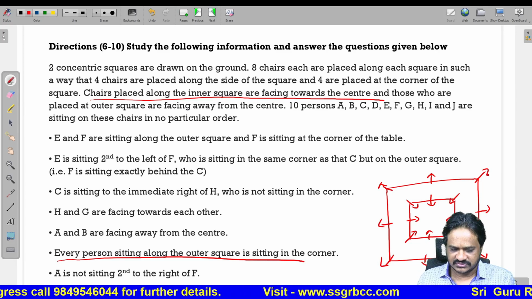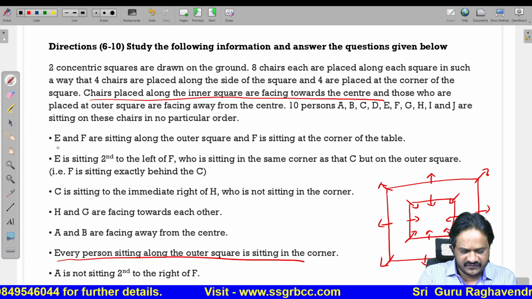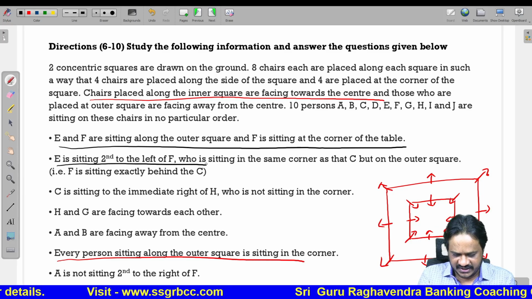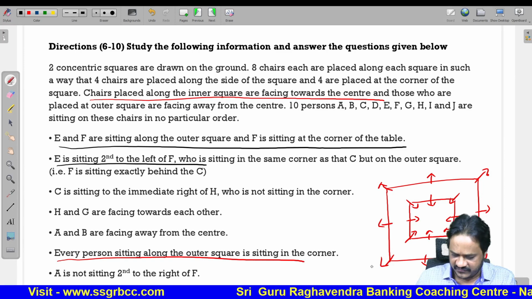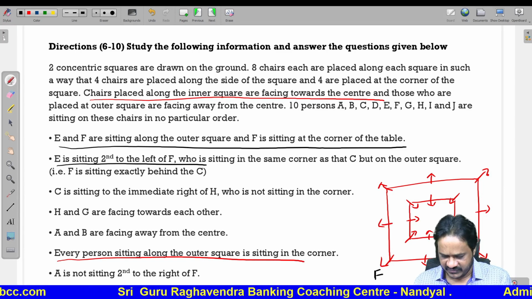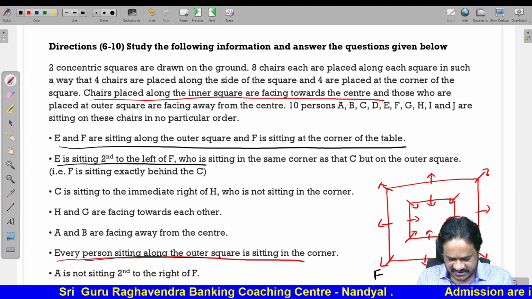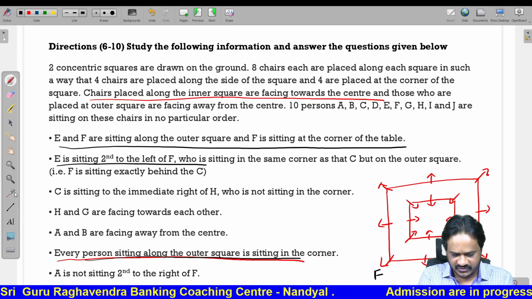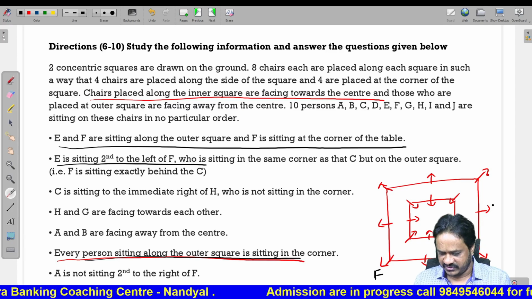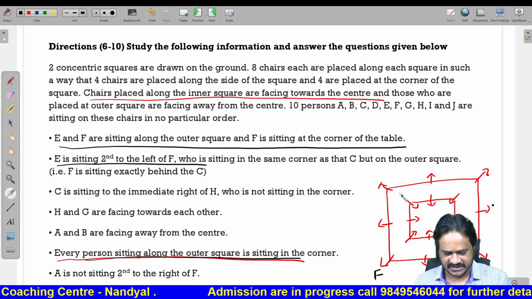Now, E and F are on the outer square and F is in the corner. E is sitting second to the left of F. So here we will get F, here we will get E. Why? Because every person sitting along the outer square will be only in the corner, they won't come in the middle. On the outer square, we will not get any middle person.